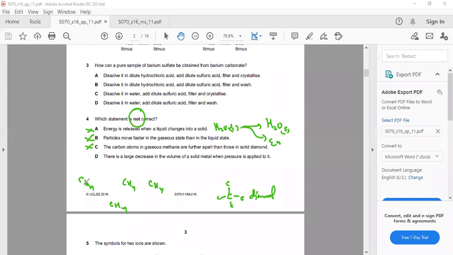This is the answer, obviously, but let's see what's there. There is a large decrease in volume of a solid metal when pressure is applied to it. Yes, it is not correct. Why not correct? Because in a solid, when you apply pressure, there is no large decrease, either no effect or a negligible effect. Suppose you apply pressure on iron, do you think there is a large decrease in volume? No, you cannot even apply too much pressure on a solid, so it's not correct.